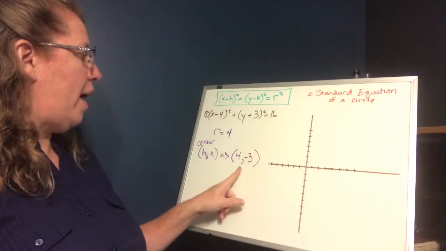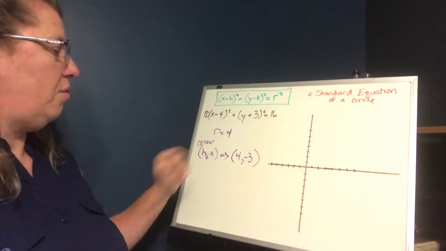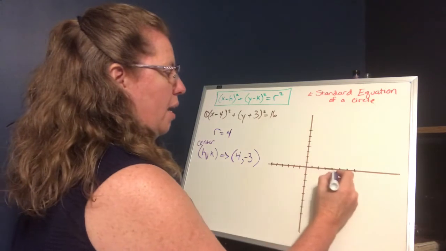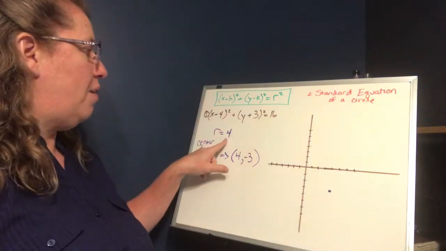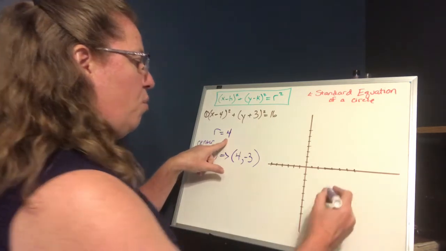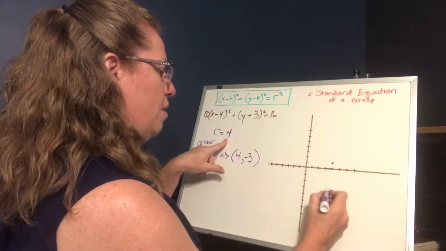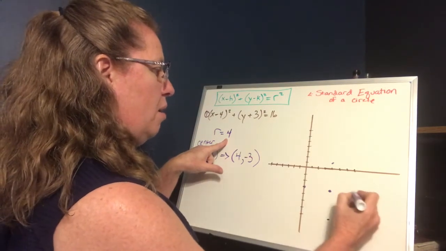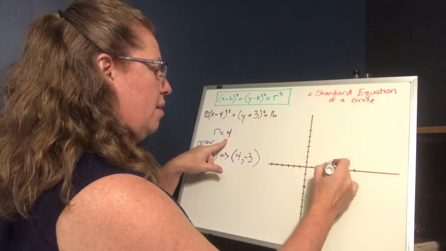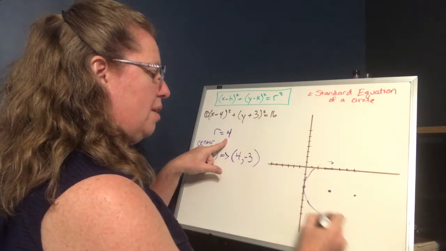All right, now I have the two parts. I have the center and the radius. So I'm going to go ahead and count 4 over, 3 down. That's my center. And then from here, I'm going to count 4 in each of the 4 directions, picking up my radius. I think I've got it there. And it's just going to be a sketch of a circle.